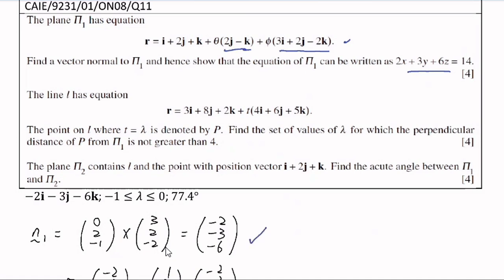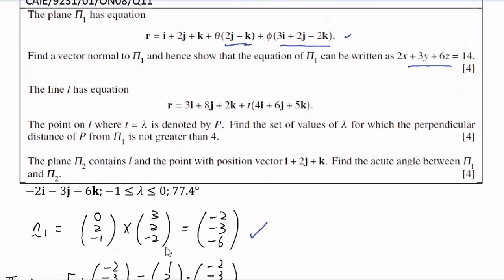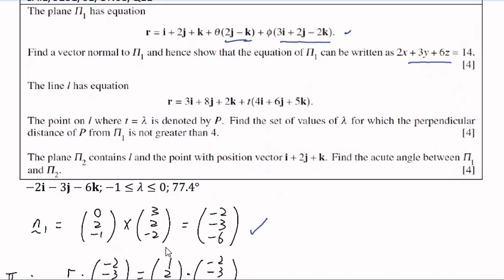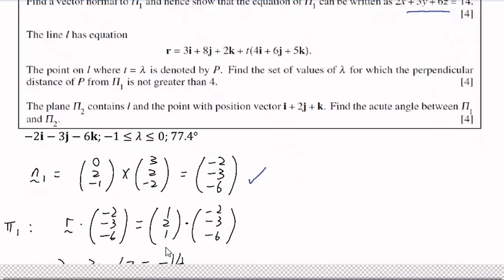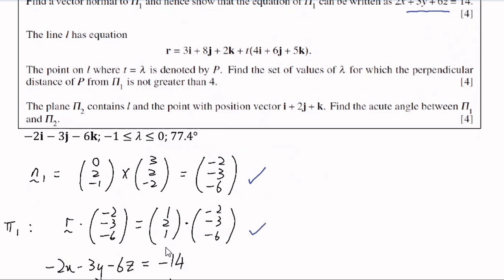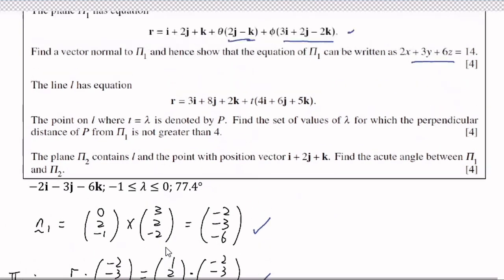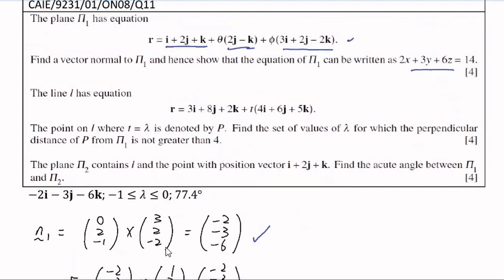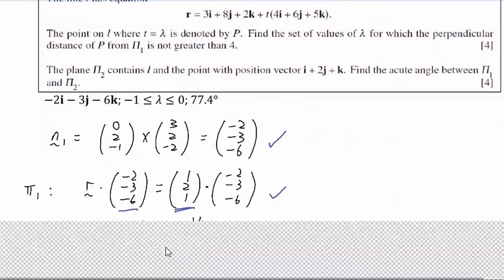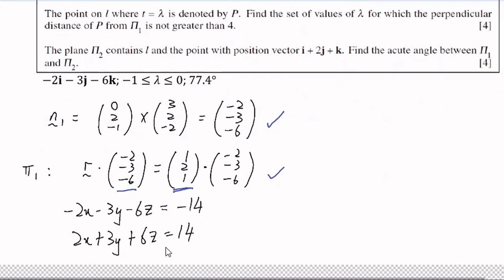When we cross them, we get -2, -3, -6, which is the normal. When we want to form the Cartesian equation, we use r dot n equals a dot n. Here is the n, and this is the a. The 1, 2, 1 comes from the first term here, so this is the point that the plane passes through. So a dot n here. Finally, we get this.